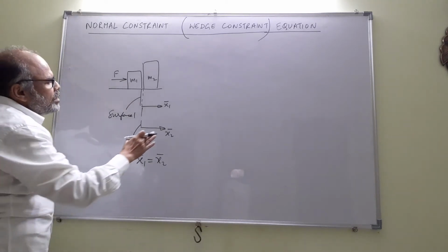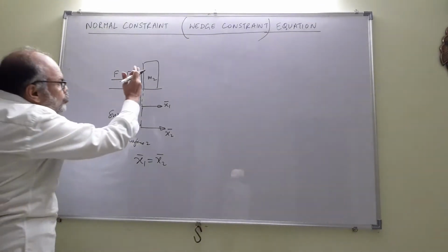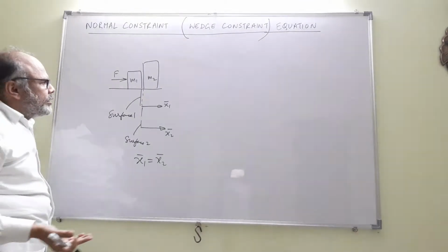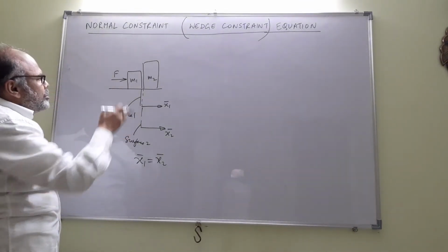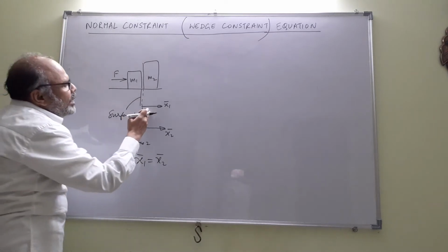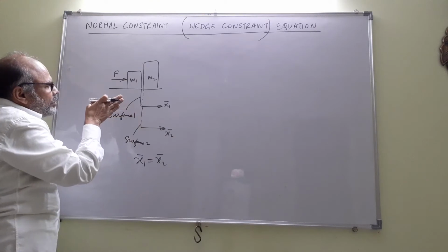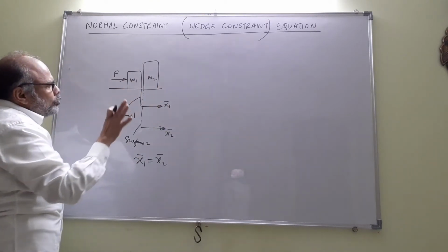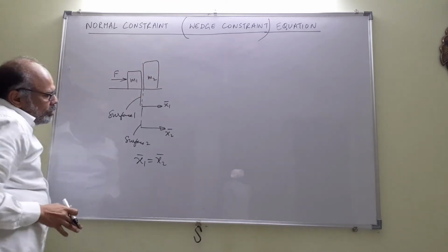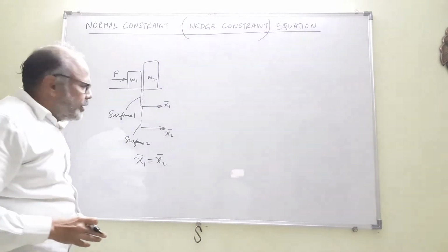Why do we say this? If x2 is greater than x1, M2 would be ahead of M1 and there would be no contact. But we are putting the condition that there is contact between these two. Similarly, if x1 is greater than x2, we have a case where M1 has crashed into M2 and the surface has entered into M2. That crashing situation also we are not considering.